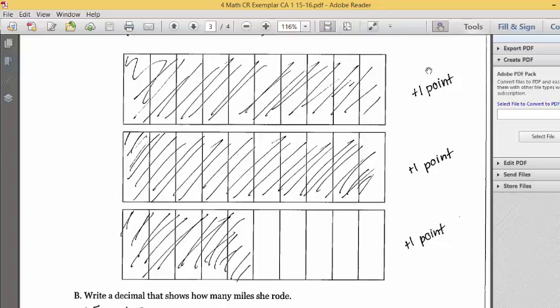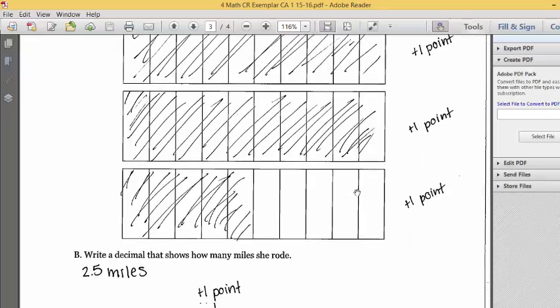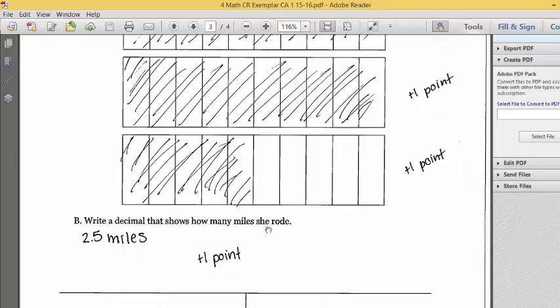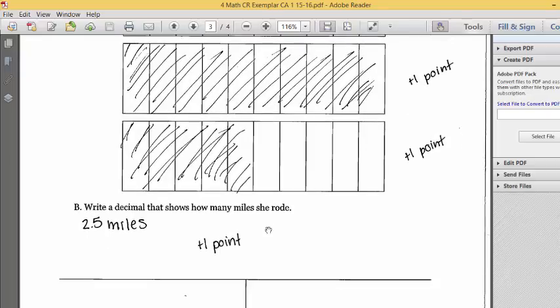They receive 3 points for part A: 1 point for one entire fraction bar shaded in, a second point for another fraction bar to be shaded in, and then one final point for half, or 5/10, of another fraction bar shaded in. For part B, they receive the 4th and final point if they write out the decimal 2.5 miles or 2.50 miles.